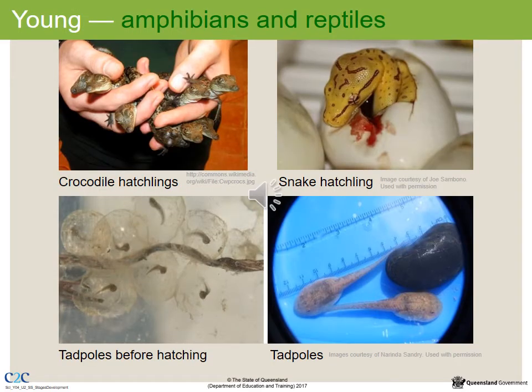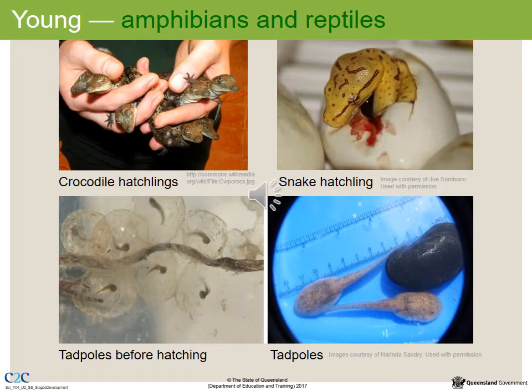Here are our reptile and amphibian babies. We've got the little crocodile hatchlings that kind of look like mum, just in a smaller form. We've got the snake hatchling. It's going to look like mum, but just smaller. And then you can see the tadpoles at the bottom.